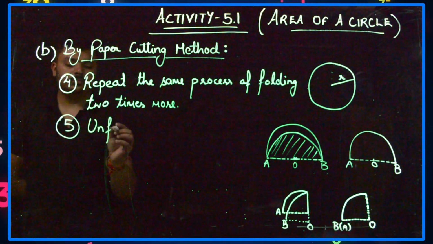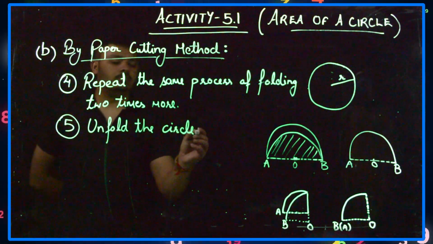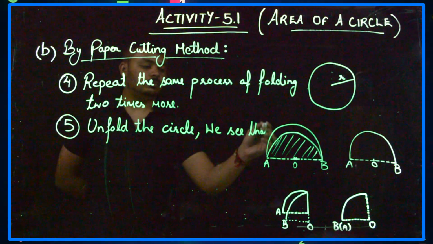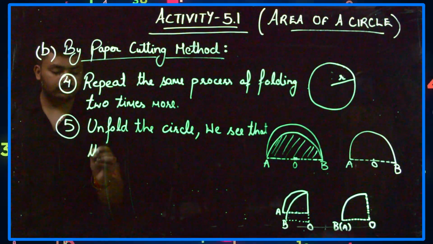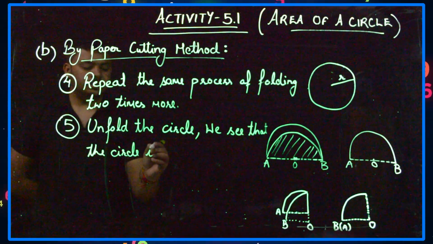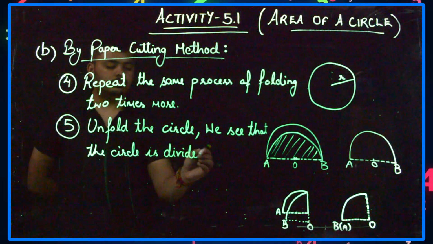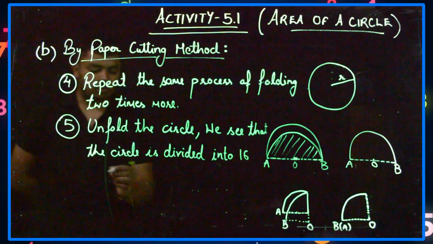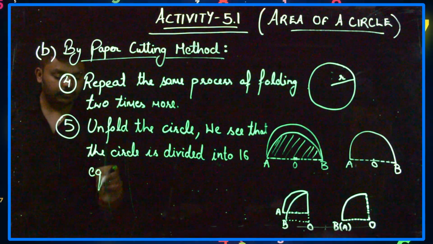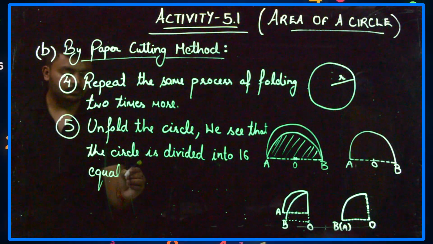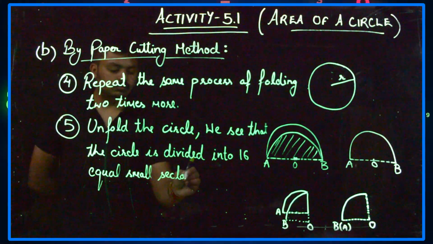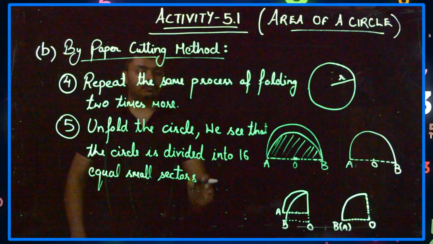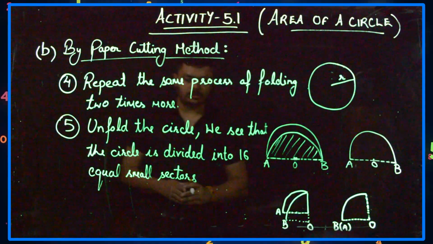unfold the circle. We see that the circle is divided into 16 small, equal sectors. That is, when we unfold the paper, we see that our circle has been divided into 16 equal small sectors.